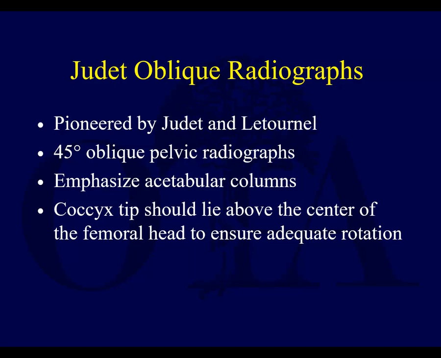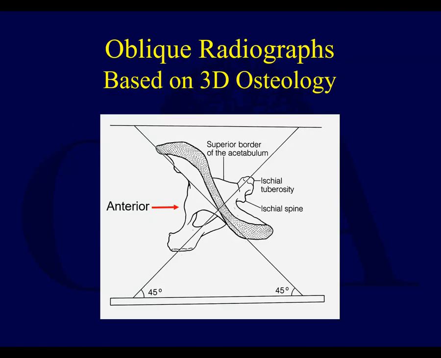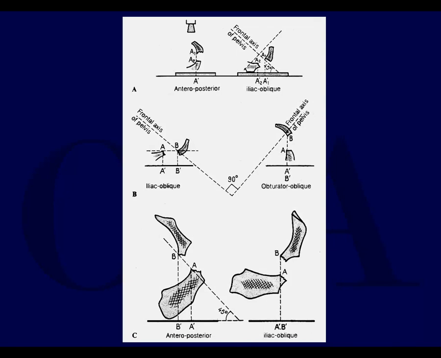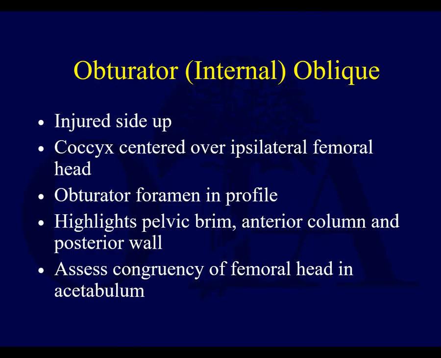Judet views, which are these 45-degree oblique views, these kind of highlight the acetabular columns. Okay, and if you want to have a really good Judet view, you have to be really rotated to the point that the coccyx tip lies above the center of the femoral head. And on that schematic I showed many slides ago that I said was from Letournel's book, that I said maybe you want to pause and look at this, that kind of showed this concept very nicely. Alright, so again, think about how the acetabulum looks as viewed from above, and the acetabular fracture lines are again demonstrated by these sort of tangents.